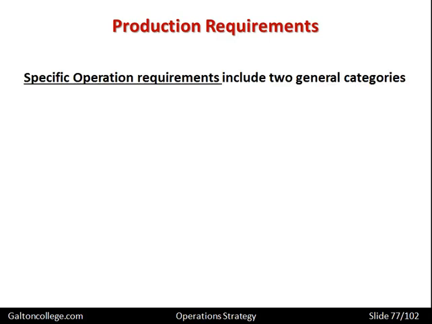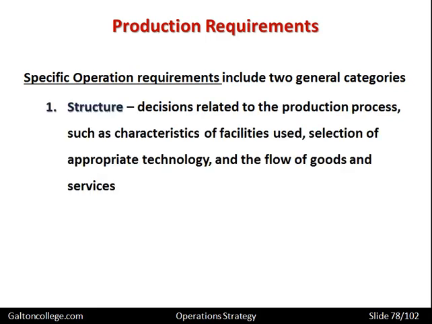So, production requirements. Well, specific operation requirements include two general categories. First of all, structure. Decisions related to the production process, such as characteristics of facilities used, selection of appropriate technology, and the flow of goods and services. So, it's important to know what the structure of a business is.